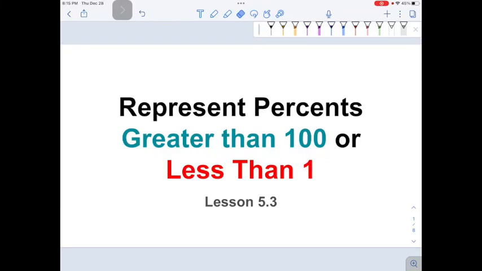Hey, 6th grade, it's lesson 5.3. We're going to explore the idea of representing percents that are greater than 100 or less than 1.